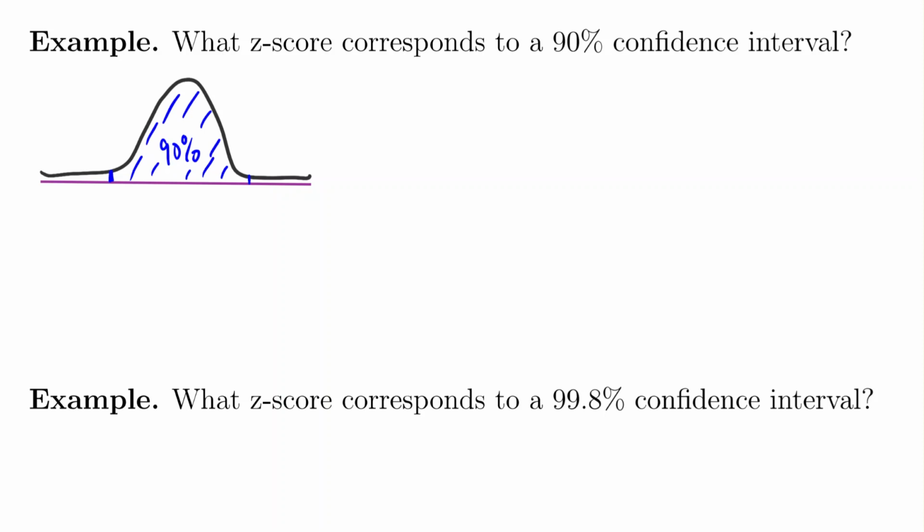Now we know 90% out of 100 leaves 10% left over that has to be split in half. So the remaining 10% gets split in two, so each of the tails is 5%. So 5% off to the right and 5% off to the left.